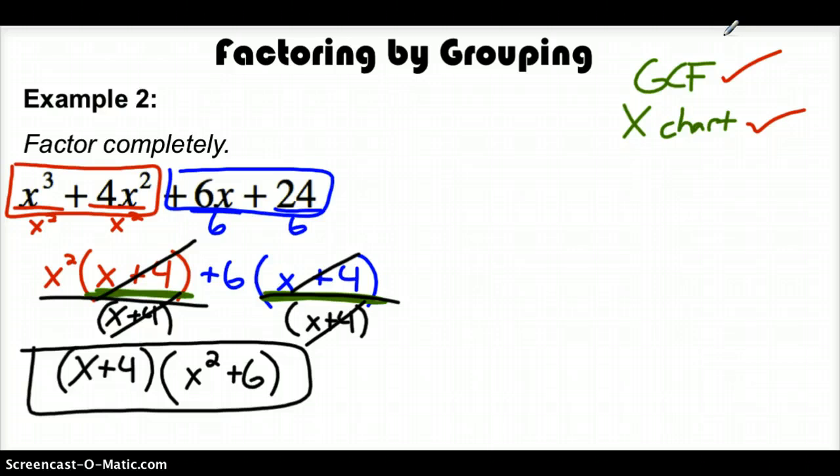In the next video we'll look at a couple other examples of factor by grouping, but remember, this usually happens when we can't take out a GCF, we can't use an x chart, and we have a 4-term polynomial. This is going to be the main time when we use factor by grouping.